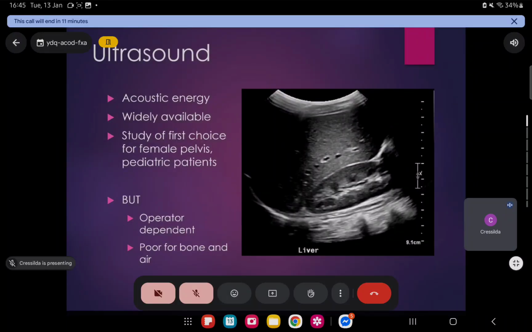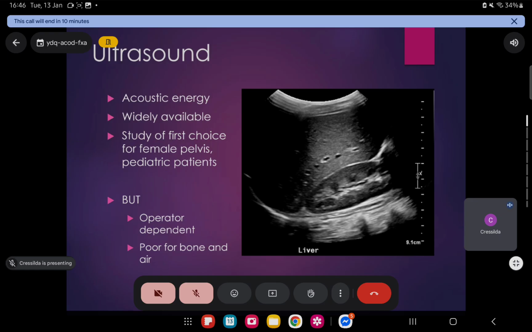Okay, so ultrasound uses high frequency sound waves that would characterize tissue. So this is the kidney and this is the liver. All right. So why is this good? It is widely available. It is not as expensive in terms of machine as compared to an MR or a CT. It's a study of choice for the female pelvis, pediatric patients, and the gravid patients. However, it is operator dependent.